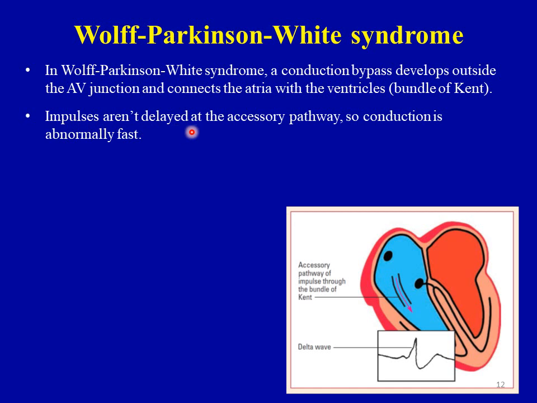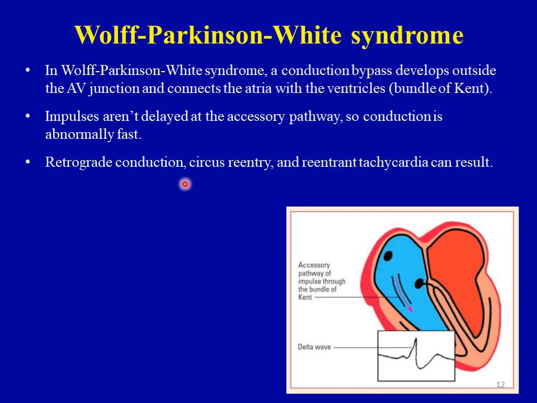Impulses aren't delayed at the accessory pathway, because we know that impulses are normally delayed at the AV junction, but in this bypass pathway, the impulses are not delayed. So conduction is normally fast. And this lack of delay will lead to early depolarization of the ventricles, because the impulse will arrive here and start to depolarize the ventricles and will generate an additional wave just at the beginning of the QRS. We call it the delta wave, which represents the early depolarization of the ventricles.